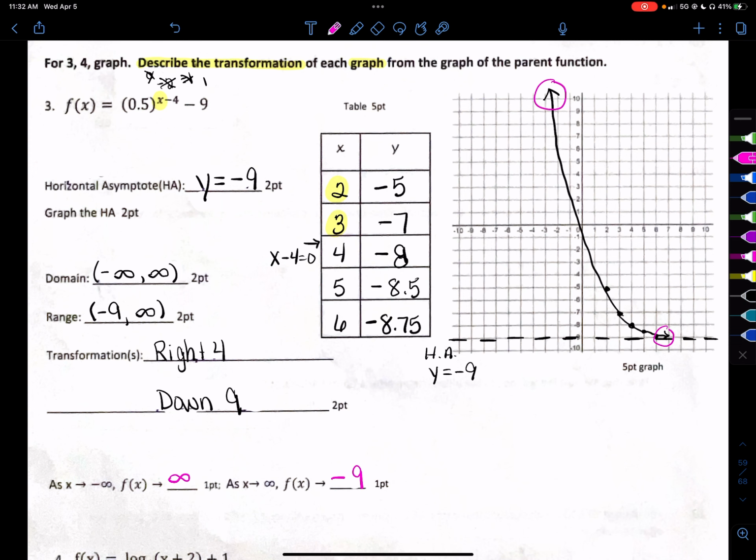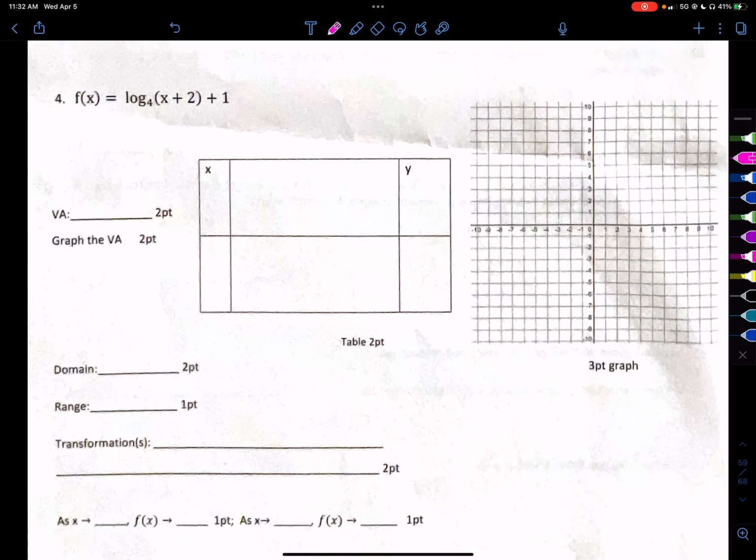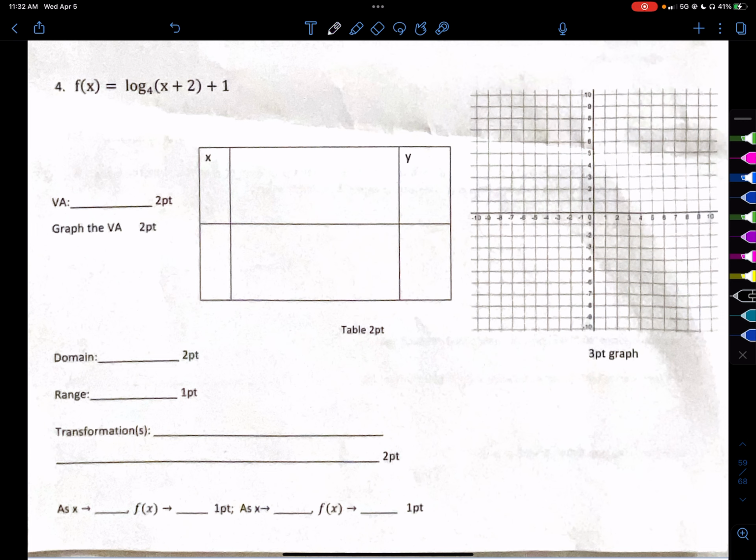All right, so let's go on from that one, and let's do one that is log. With a log, I automatically know that I'm going to take the argument and set it equal to 3 numbers. Those 3 numbers are going to be 0, 1, and the base. In this case, the base is 4. Solve for x by subtracting 2 from each side. So I have x equals negative 2, x equals negative 1, and x equals positive 2.